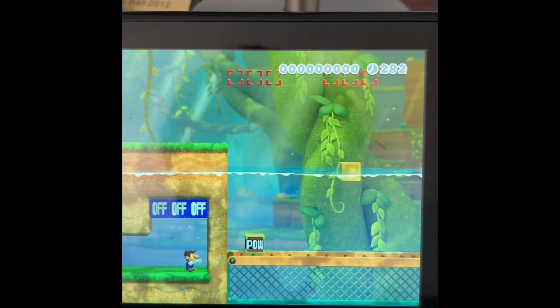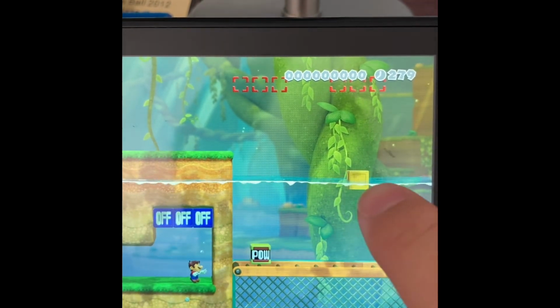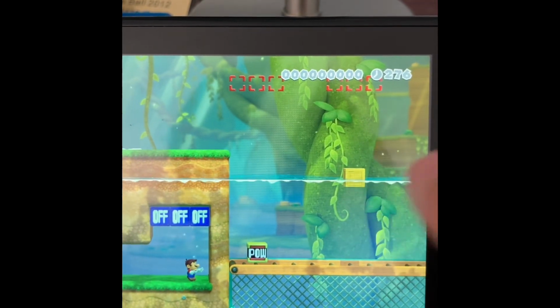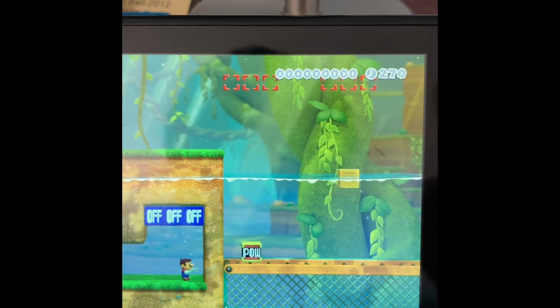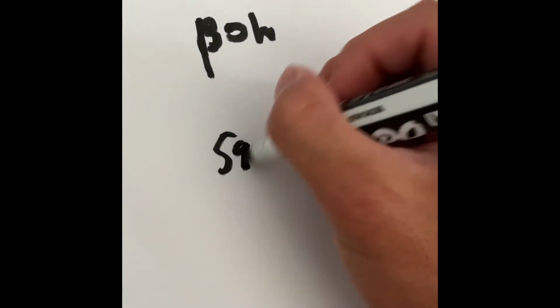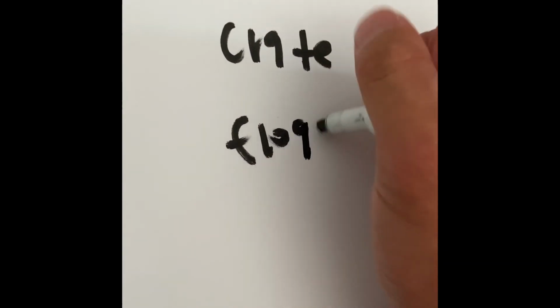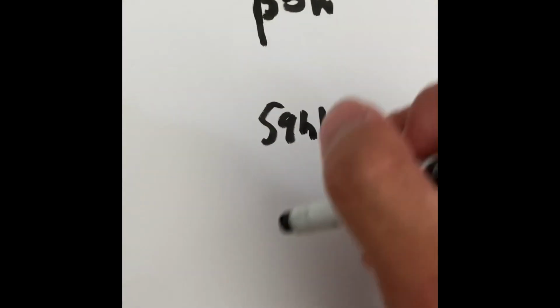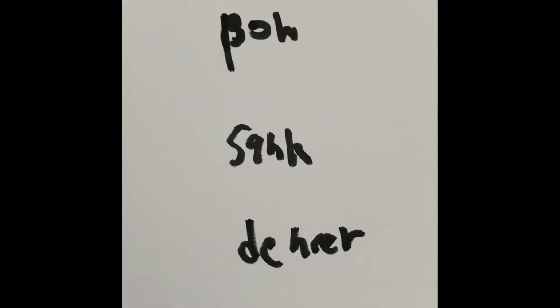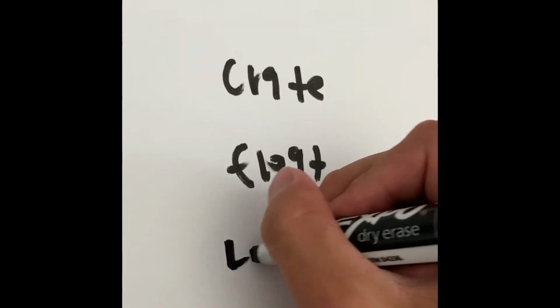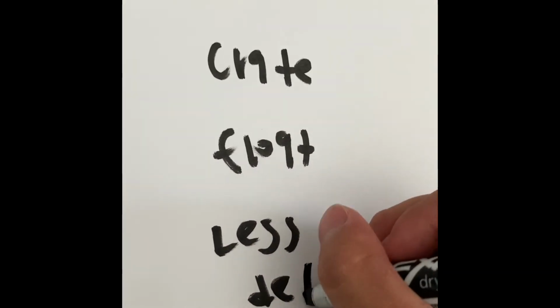So it appears that the POW block sank and the wooden crate floated. We're going to explain how that happens and why, because that explains density right there. Okay, so we watched a POW block and it sank. We watched a crate and it floated. The reason the POW block sank is because it's denser than water. If you saw the crate float, it's because it's less dense than water.